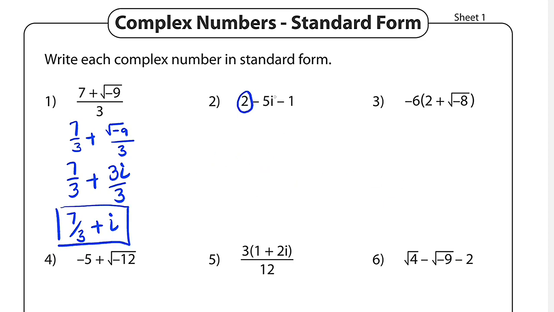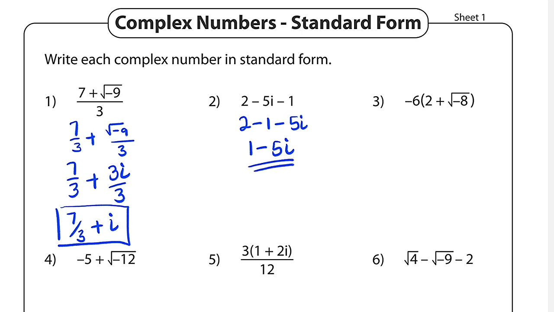We have a real number, imaginary part, and also another real number. So we are going to bring the real numbers together. So we have 2 minus 1 then minus 5i. 2 minus 1 is 1, so we have 1 minus 5i written in standard form.